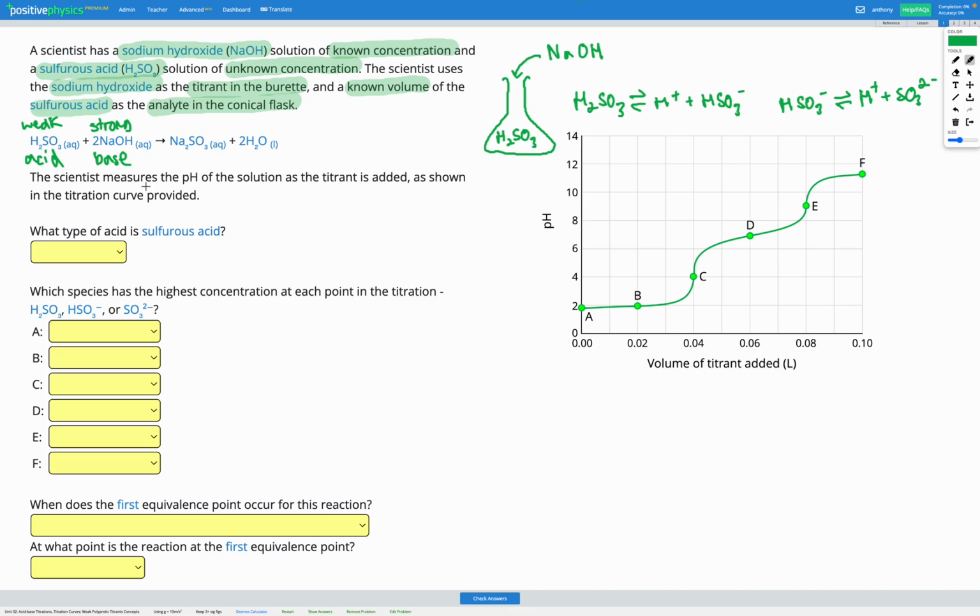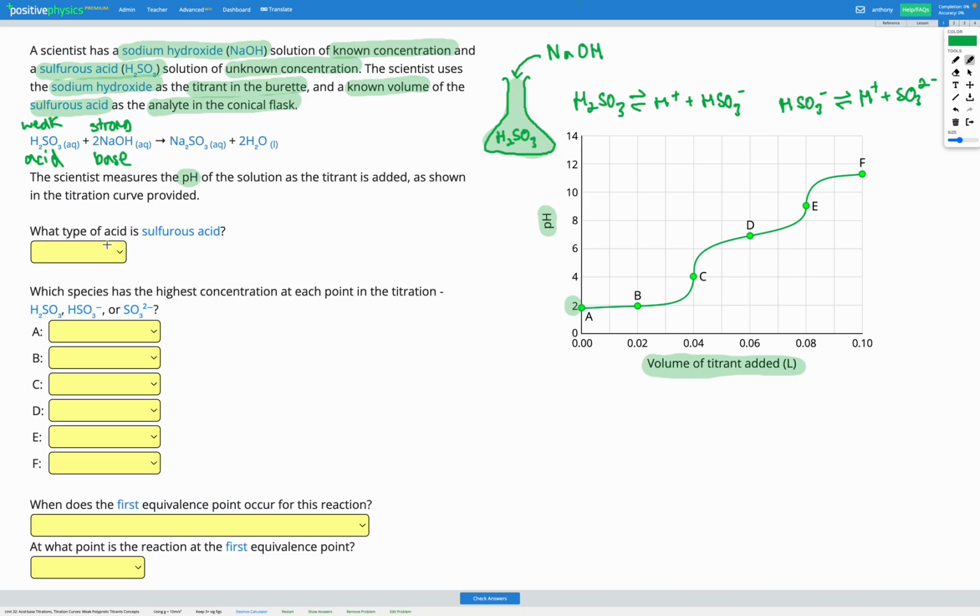Again, the scientist measures the pH of the solution as the titrant is added. So again, we have pH on our y-axis and volume of titrant added on the x-axis. We can see our starting pH is 2, which is less than 7. That makes sense because we know that we have an acid in our conical flask, so it should be starting out with a pH less than 7.